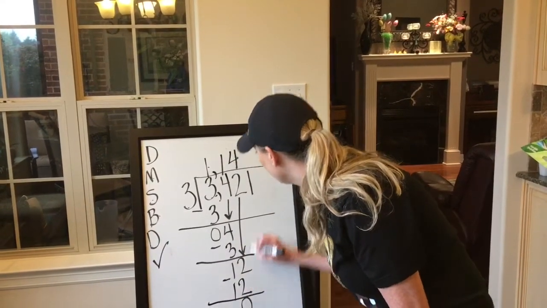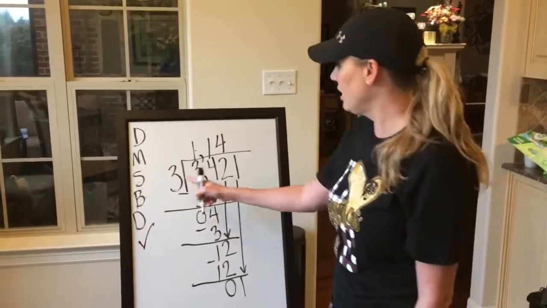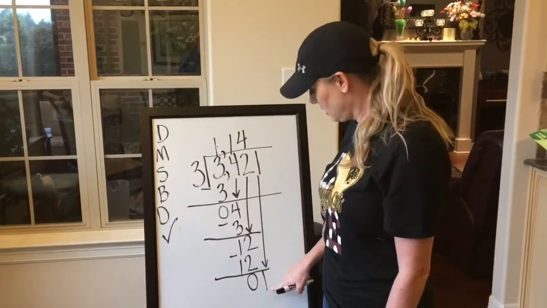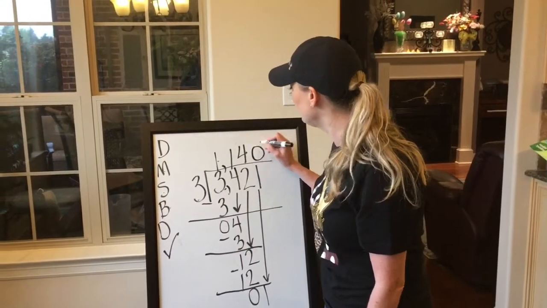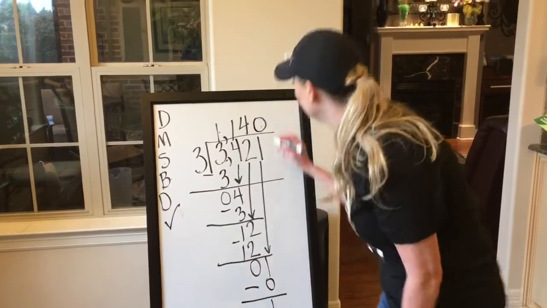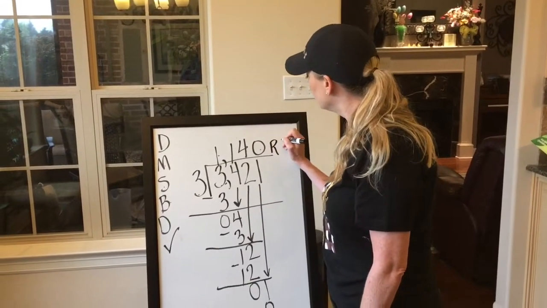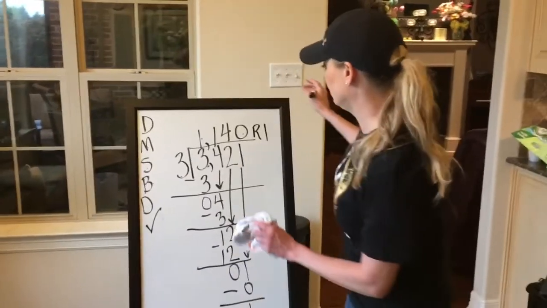I have a 0, but then I get to bring down my 1. Now ask yourself, how many groups of 3 can I make to get a 1? You can't. So put your 0. 0 times 3 is 0. Your remainder is 1. So let's do our recheck.